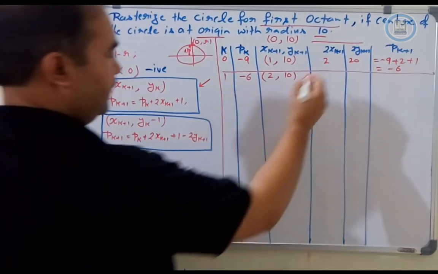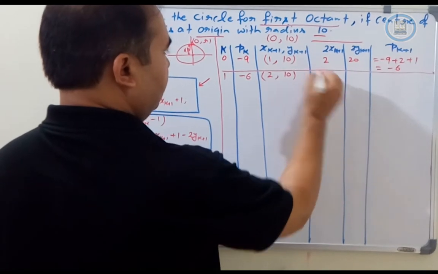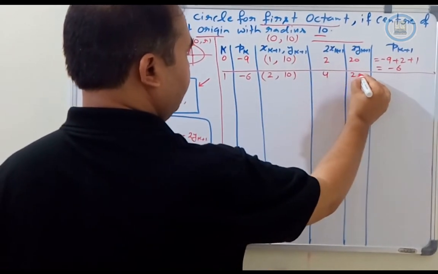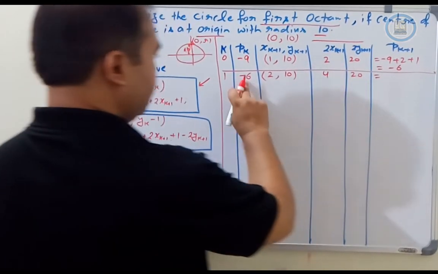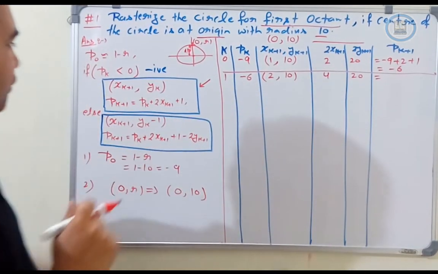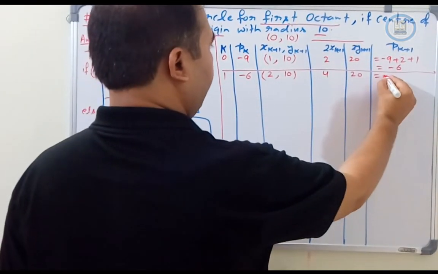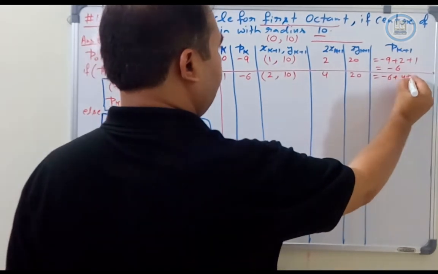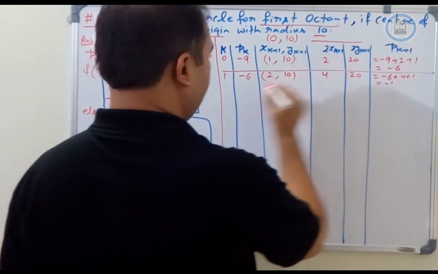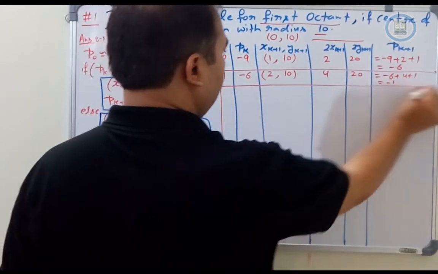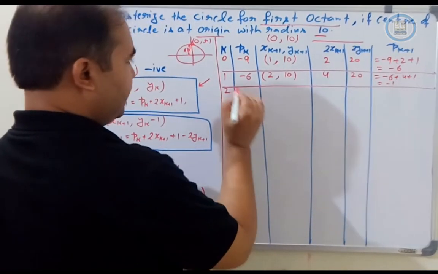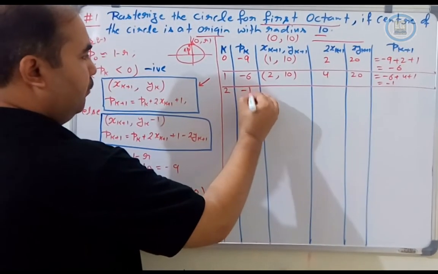Next, the same thing we need to do. This is 4, this is 20. Again, this is negative, so we will use this pk plus 1, that is pk is minus 6 plus 4 plus 1. So this time we will get the value minus 1. So at the next iteration, this will be minus 1.